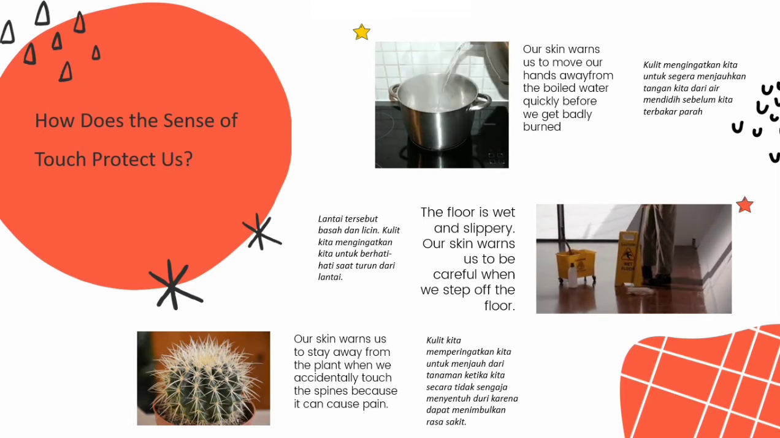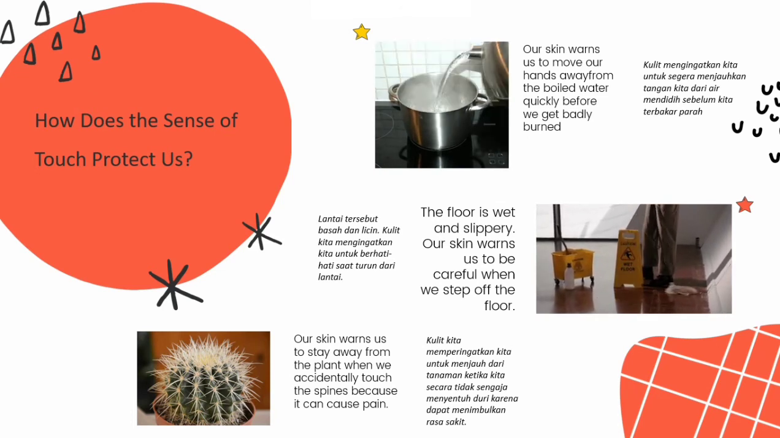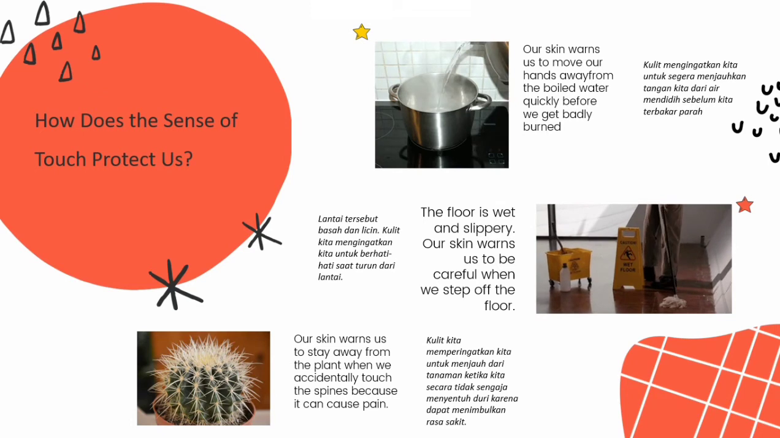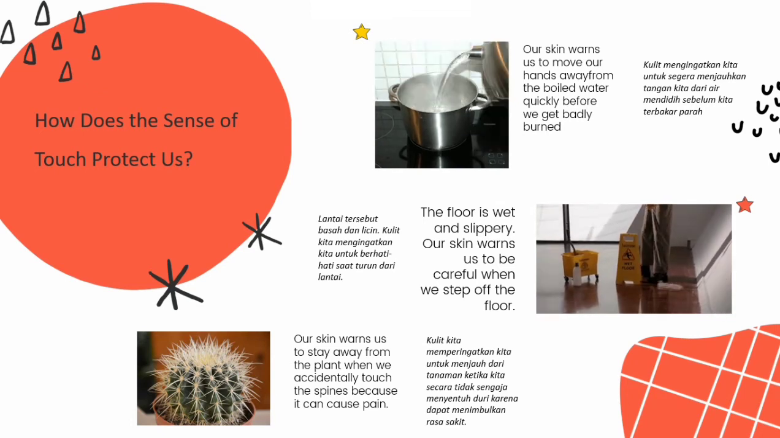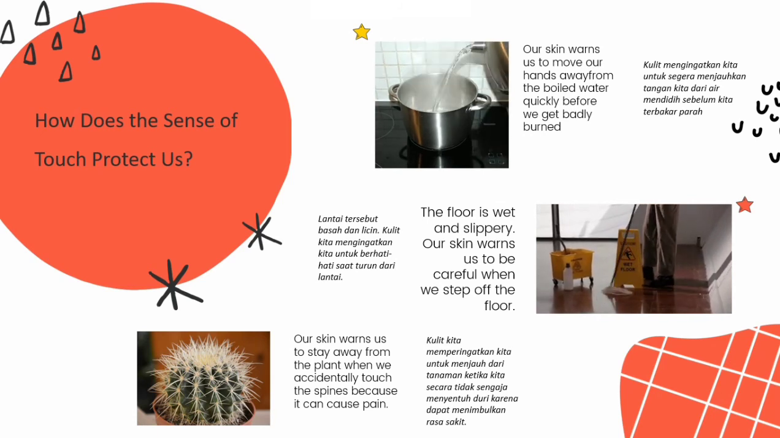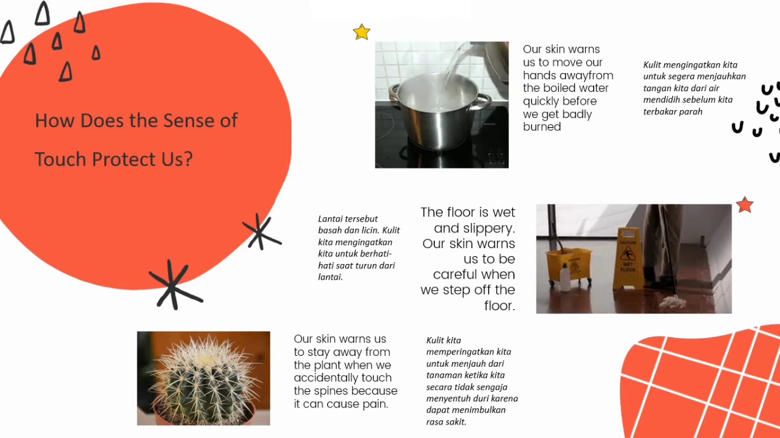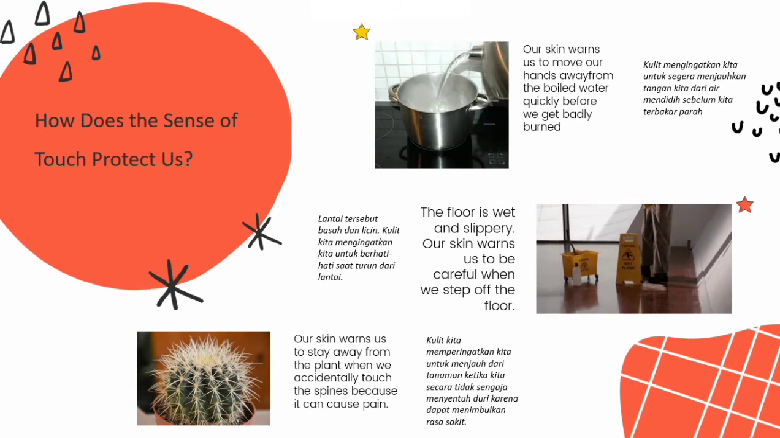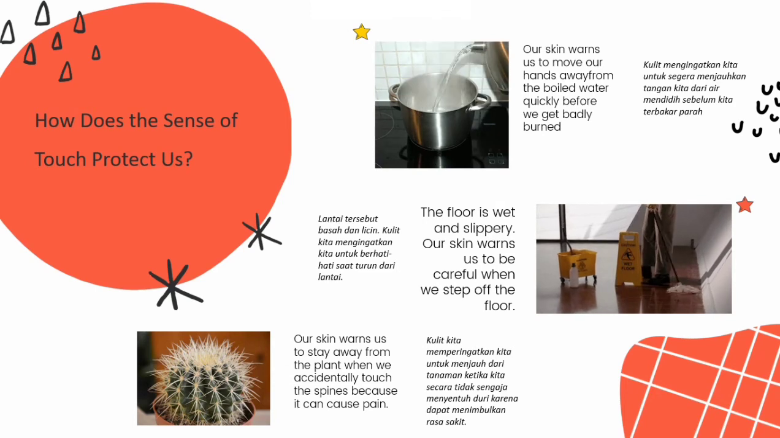The second one. Can you see the sign? Yes, that's the sign of wet floor. The floor is wet and slippery. Our skin around the feet warns us to be careful when we step on the floor. Next, we have cactus. Our skin warns us to stay away from the plant when we accidentally touch the spines because it can cause pain.